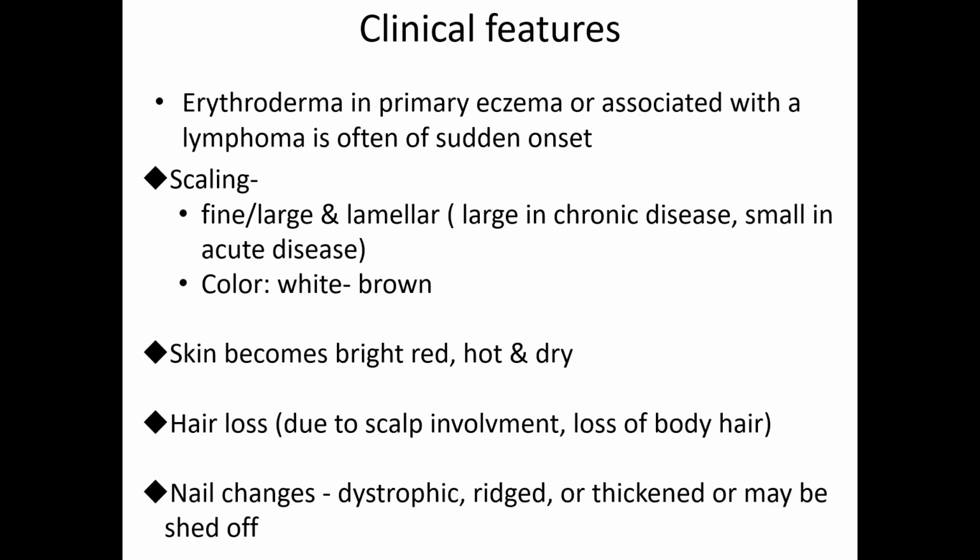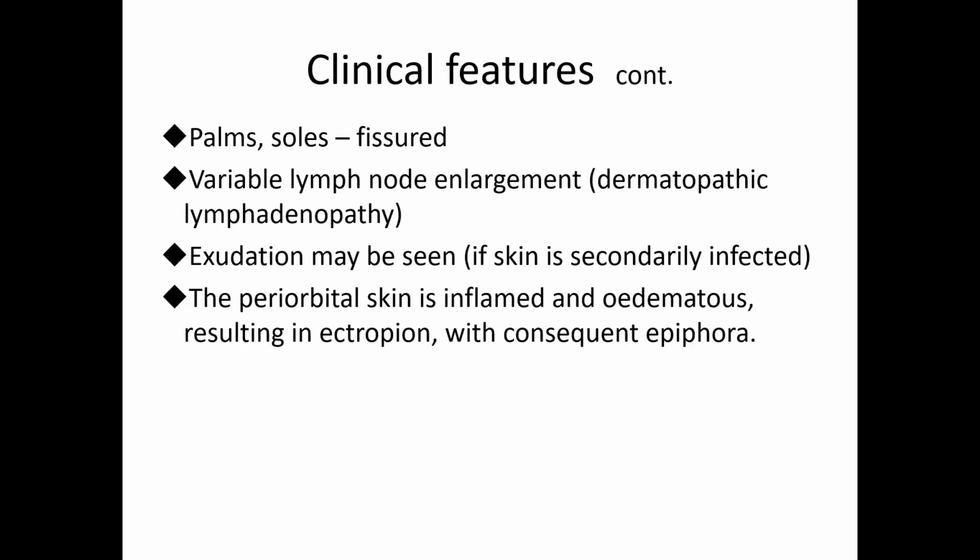The clinical features: primarily it is eczema or associated with lymphoma, often with sudden onset. Scalings are most often fine and large, or sometimes it may be lamellar. Color is white-brown. Skin becomes bright red, hot and dry. Hair loss may be seen due to scalp involvement and loss of body hair. Nail changes, you can see dystrophic ridges and thickening, or maybe shedding. Palms and soles may be seen as fissured palms and soles.